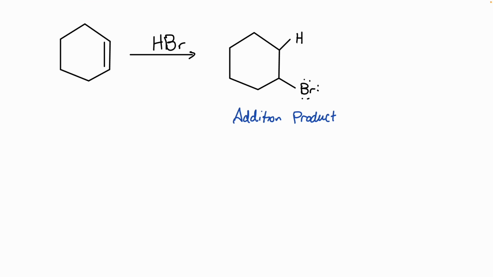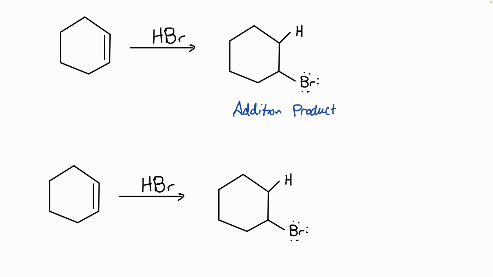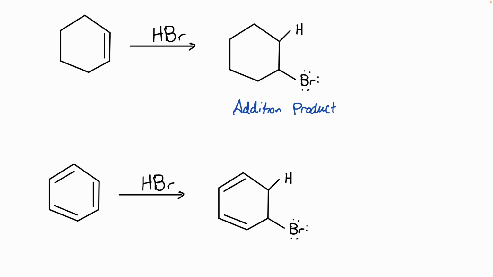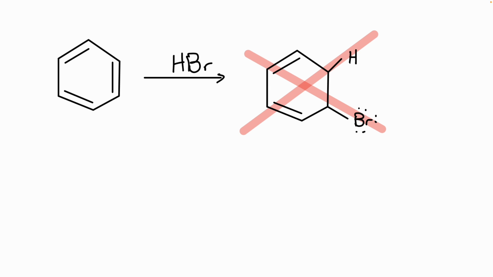All right, but if instead of starting with cyclohexene, we started with a fully conjugated ring, our benzene, since benzene is just a bunch of double bonds, we might expect to get this addition product here, but this does not occur. This reaction does not occur. Why would that be? If we look at our product here, what is so unfavorable about our product compared to our reactant?